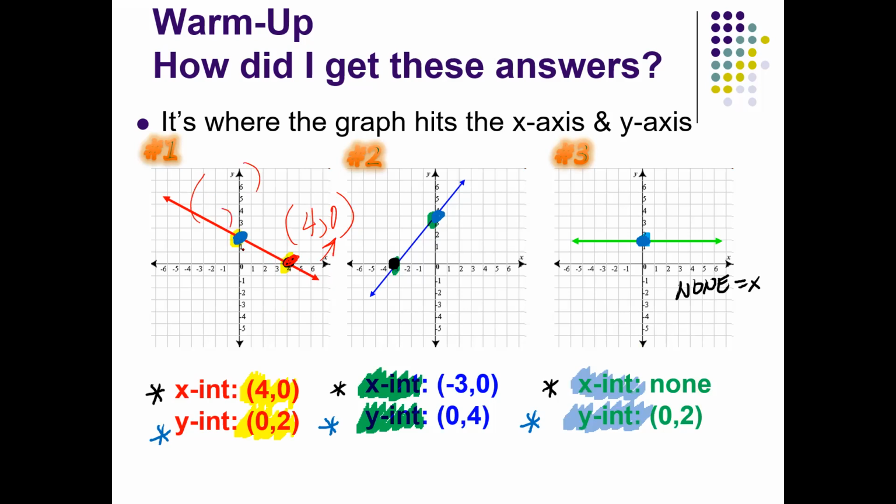Here, the graph is hitting the y-axis, so it is going to be (0, 2). And if you take a look over here, the x value is always going to be 0 for the y-intercept.